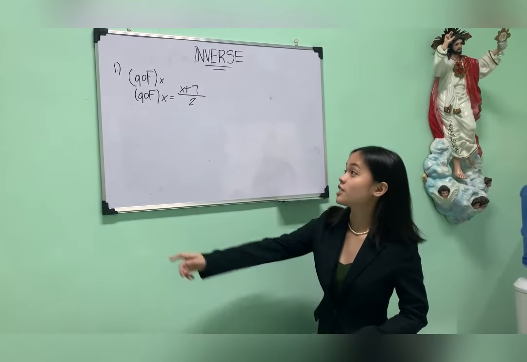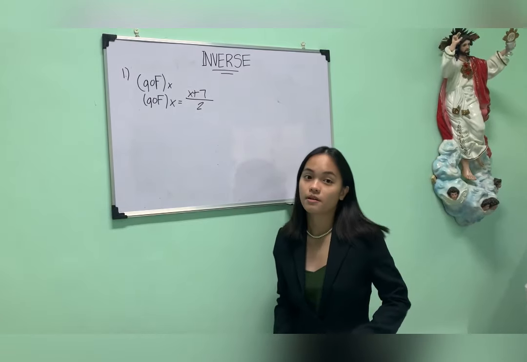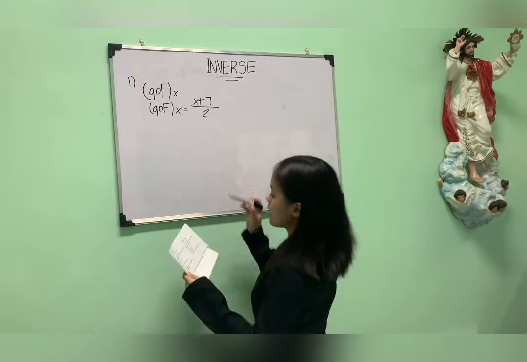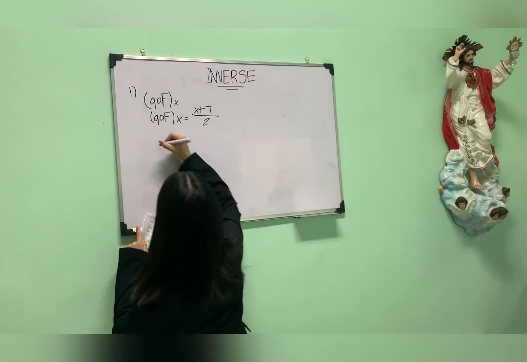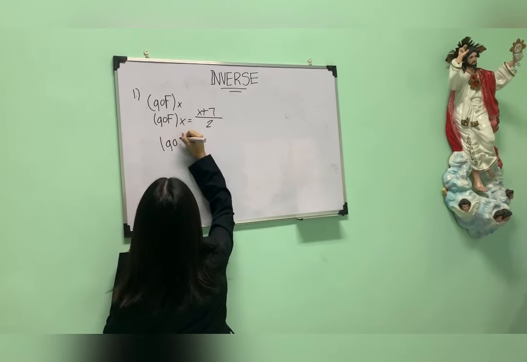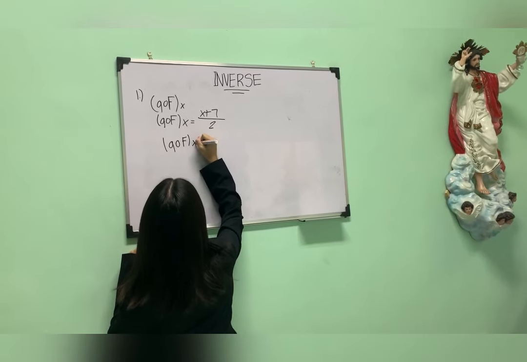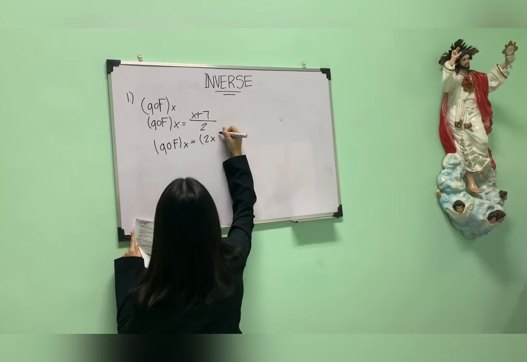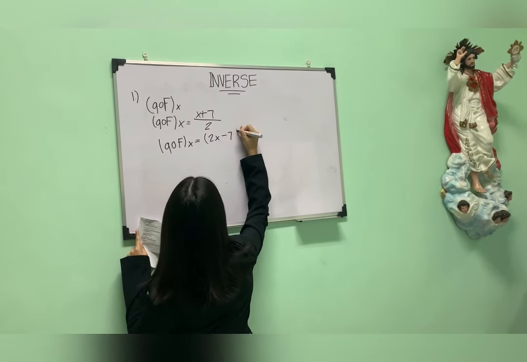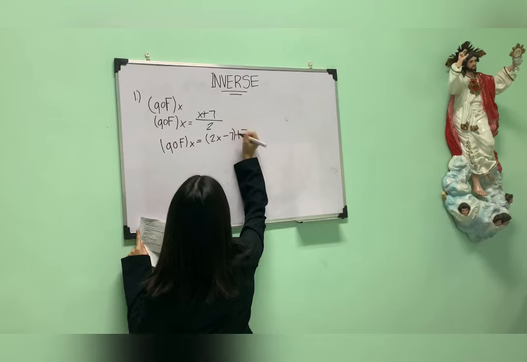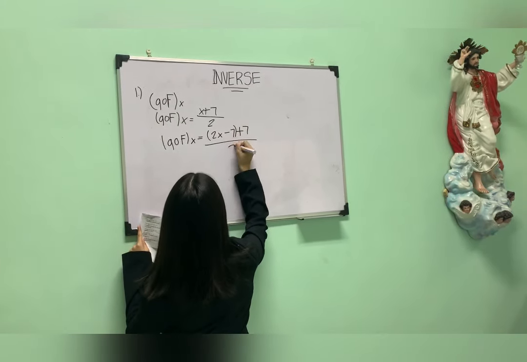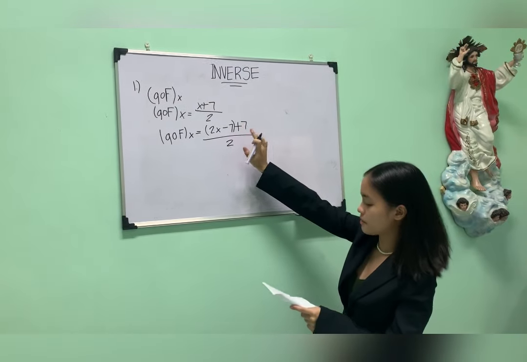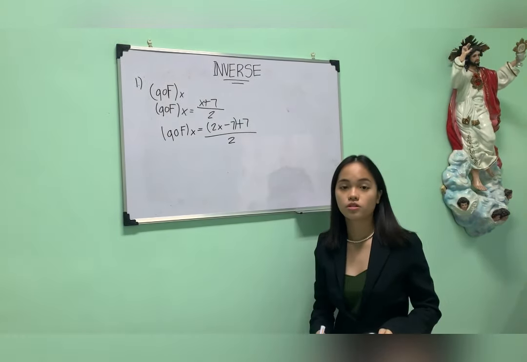So, g circle f is equal to (x plus 7) over 2. Substitute x by f. So that will become g circle f is equal to (2x minus 7 plus 7) over 2. Negative 7 plus positive 7 will be equal to 0.